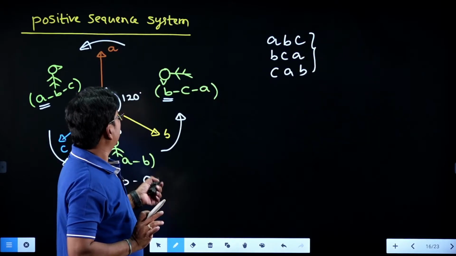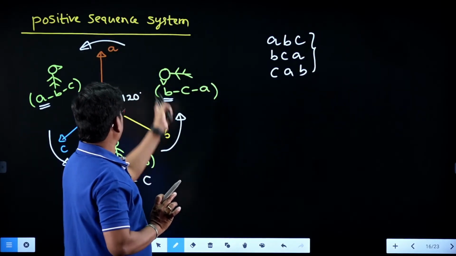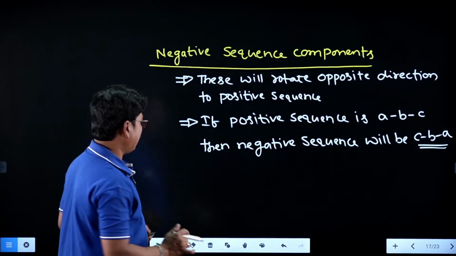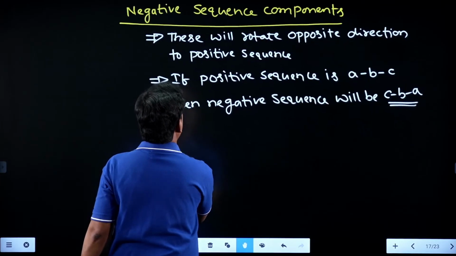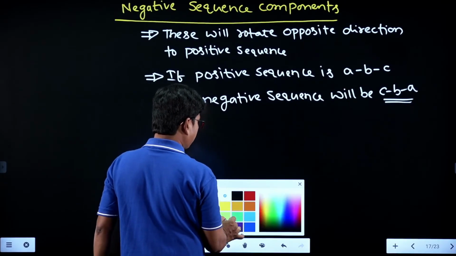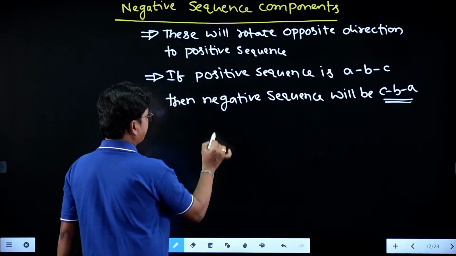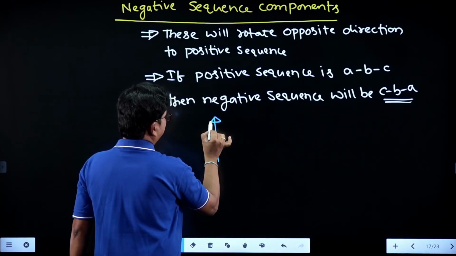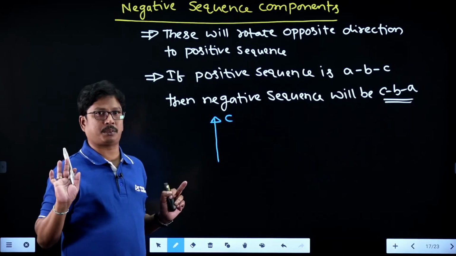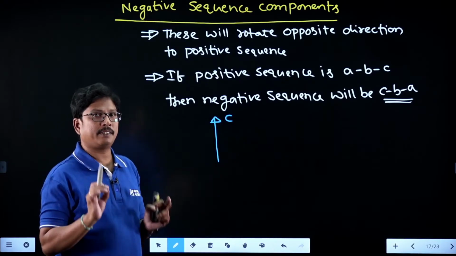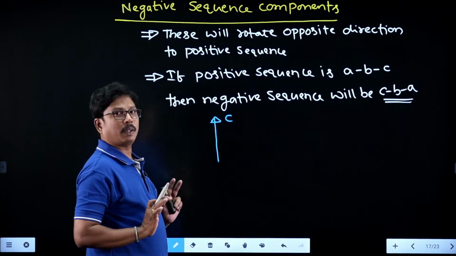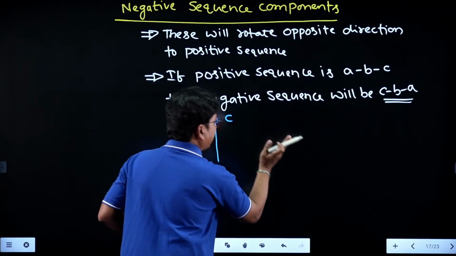So just check here, the positive sequence is rotating in the anti-clockwise direction, therefore the negative sequence will rotate in the clockwise direction, right? Therefore we can represent these vectors in the clockwise direction. Now tell me, what is the starting point? The starting point is vector C. This is the C phase vector, and in the negative sequence also all the vectors have equal magnitudes. The magnitudes will be the same and the phase angle difference is 120. Now these are rotating in the clockwise direction. So C is rotating in the clockwise direction.